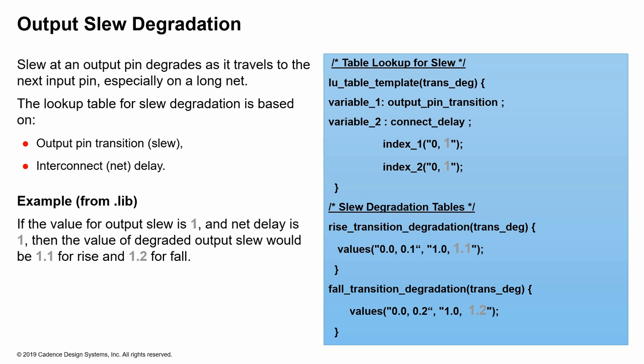there is a lookup table for slew degradation as well, which uses the output pin transition and the interconnect delay, or the net delay, and calculates the degradation. You'll see these degradation tables in your timing libraries. These calculations give you the overall timing through that path, and how badly it would degrade based on these slew degradation tables.